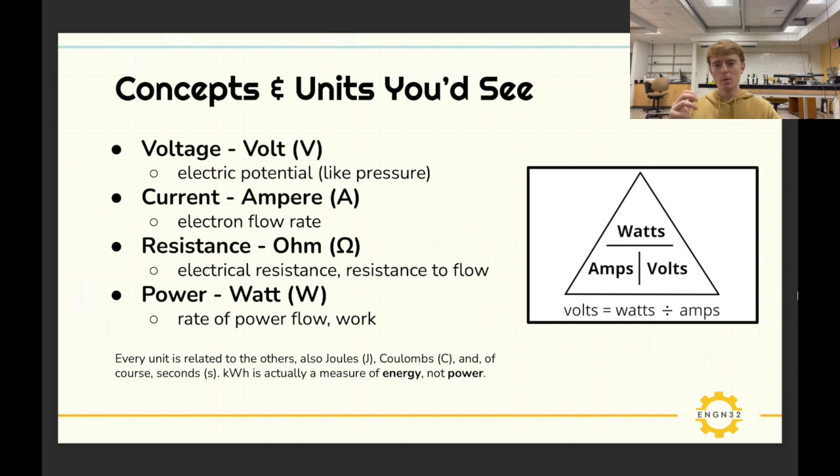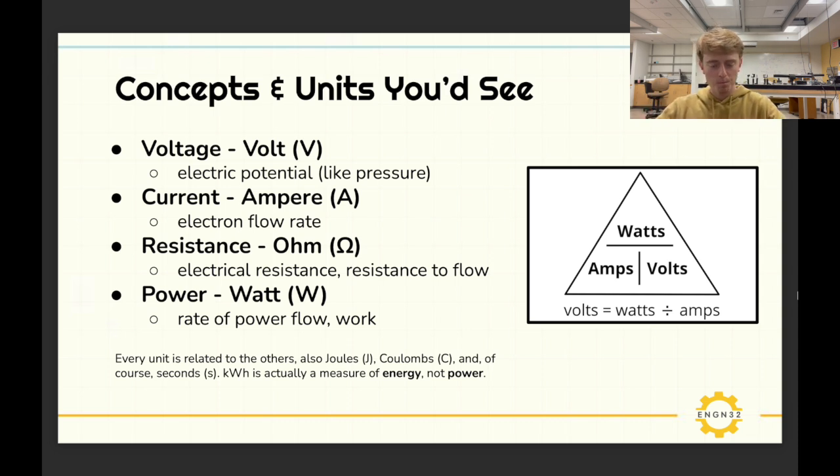Okay, current is all about electron flow rate. How many electrons are physically flowing through my circuit? Okay, and going back to that water flow analogy, how much water is flowing through my pipe? So voltage is like what's the water pressure? Current is like how much volume of water is flowing through the pipe, right? How many electrons are flowing through my wire or through my part or through my circuit, right?